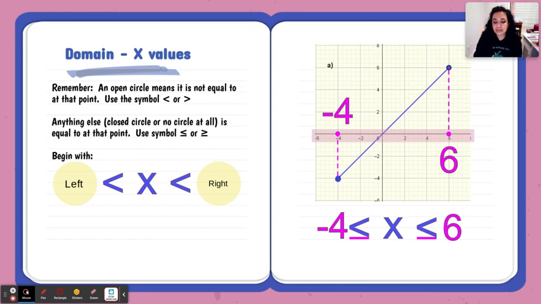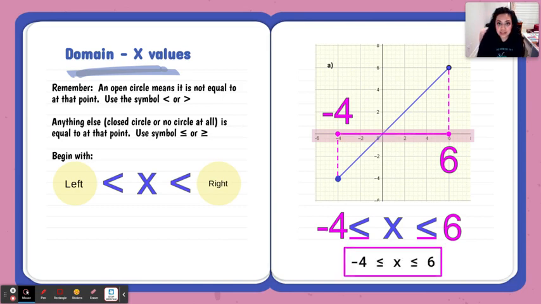So all this means is that my domain is -4 is less than or equal to x is less than or equal to 6. This whole boundary right here is what this line is on my domain. So x can be any value between -4 and +6. All these little numbers that lie in between all of this is a possible value of x for this particular function. All right, let's look at another one.